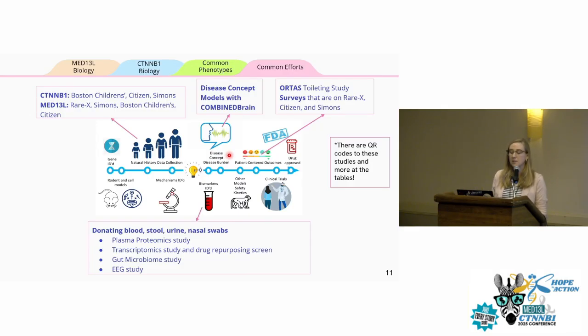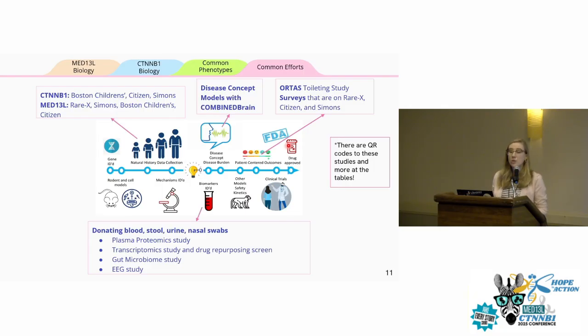We're also doing disease concept models. This is with COMBINEDBrain. This is where we find caregivers, parents, and do an in-depth interview with usually about 10 to 15 parents. And then we transcribe that interview and do an in-depth coding of that interview, picking out core disease domains, such as the domains I just showed you in those 2 graphs 2 slides ago. And this actually helps us cross-validate our natural history studies to really see what matters to parents that may not be picked up in the literature and may not be completely picked up in the natural history studies.